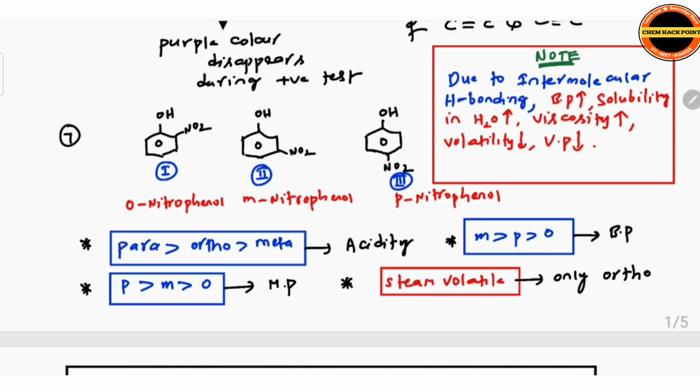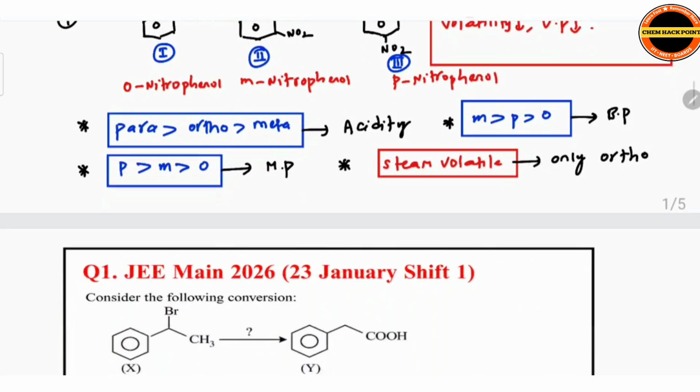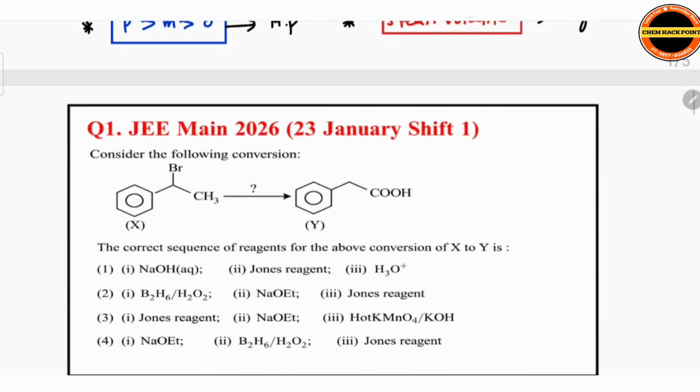The detailed reasons for these statements, including the exceptional information, we already discussed in the previous alkyl halides, aryl halides topic. If you did not watch the complete series videos, watch those alkyl halides, aryl halides videos. Due to intermolecular hydrogen bonding, boiling point increases, solubility in water increases, viscosity increases, volatility decreases and vapor pressure decreases. Why it is decreasing was discussed in detail in a separate chapter series. Next, see the questions now.